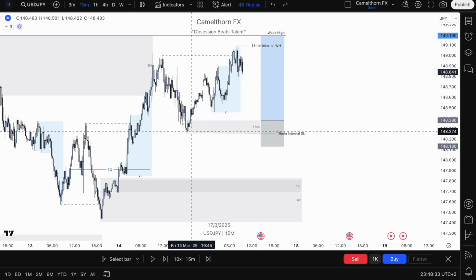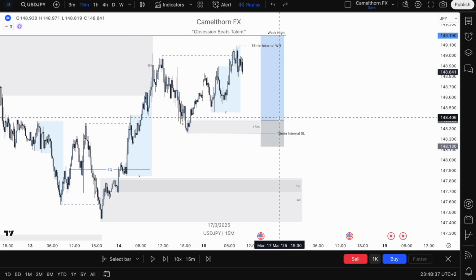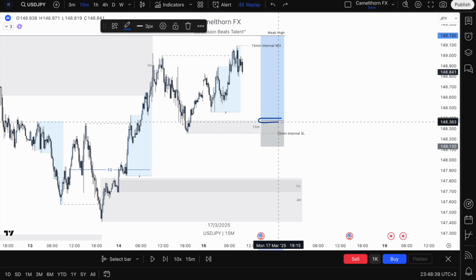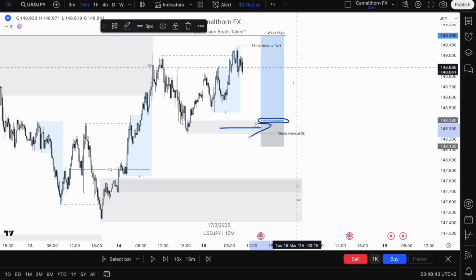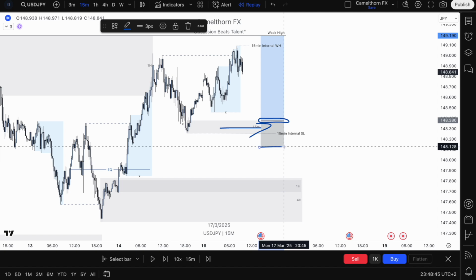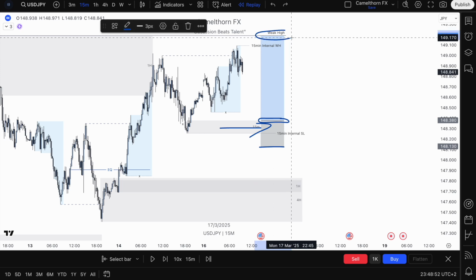And so once this new bullish internal range was formed, I then just simply went ahead and placed a buy limit order at the open of this 15-minute demand zone, making sure that I give my stop loss just enough breathing room in case we saw a sweep of this area. And then my full TP target was obviously placed at the 15-minute external week high.